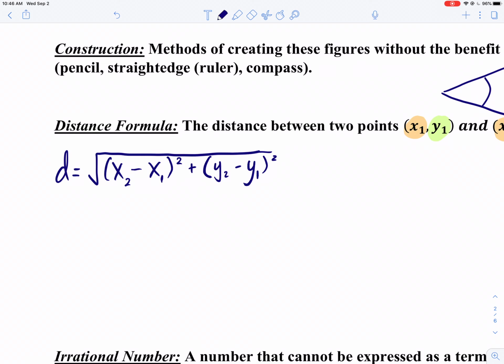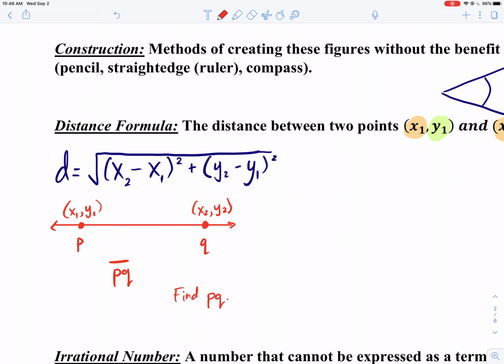Well, let's draw it out first. So let's see. If I have a segment here, and I label this one P, and I label this one Q, okay. This is like my x1, my y1, this is my x2, my y2, okay? And I would label this segment PQ. So oftentimes if they ask you to find the distance of something, they're gonna say things like find PQ. It's gonna be written just like this.